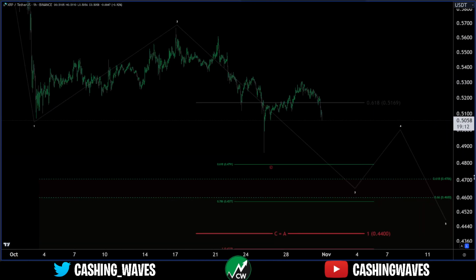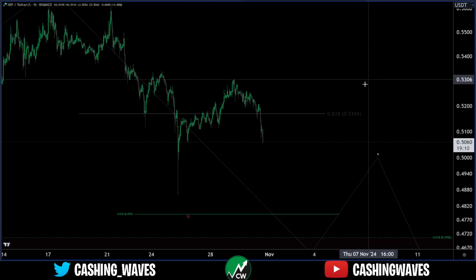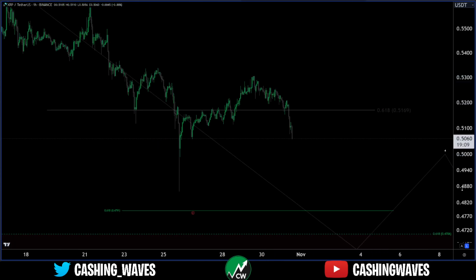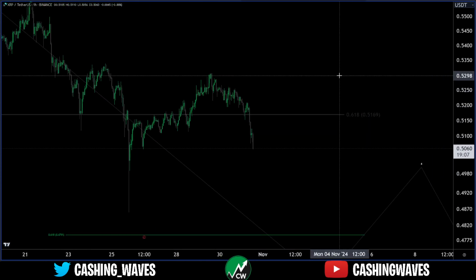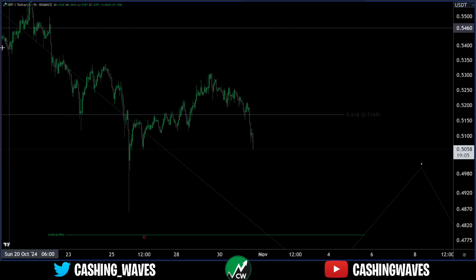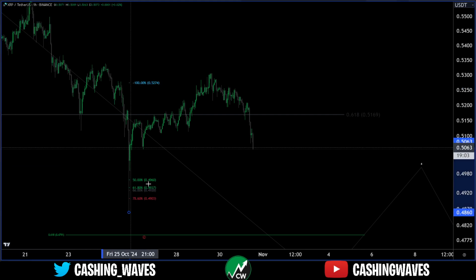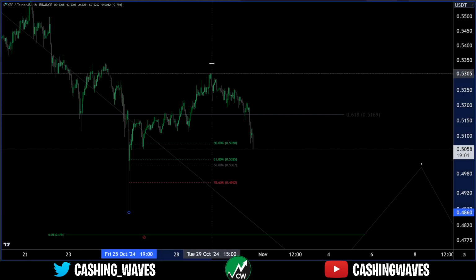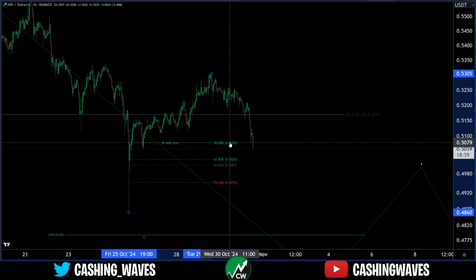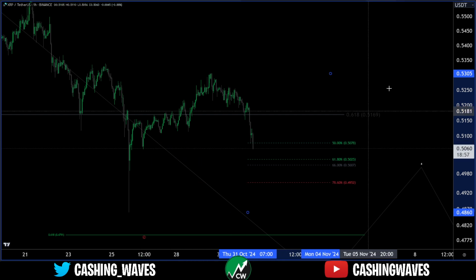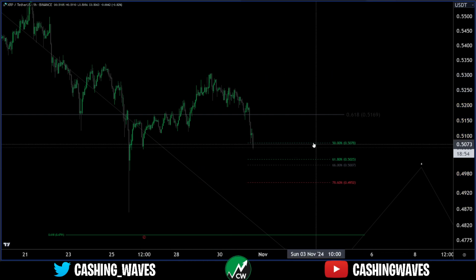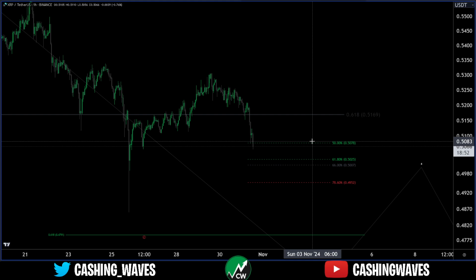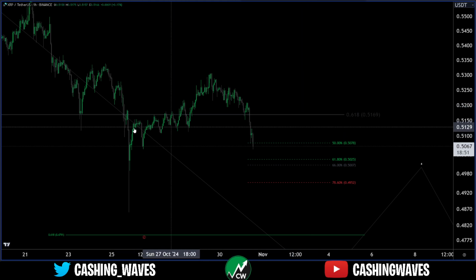Now, first, let's just discuss the way we can move to the upside, which seems not really realistic at the moment, although it's still valid. I always count counts as long as they are valid. I'm saying this is low probability, but it is technically valid. Now, this is a very ugly wave.